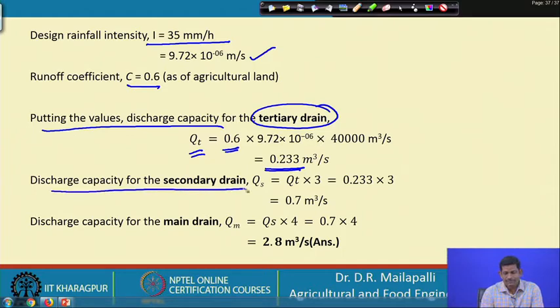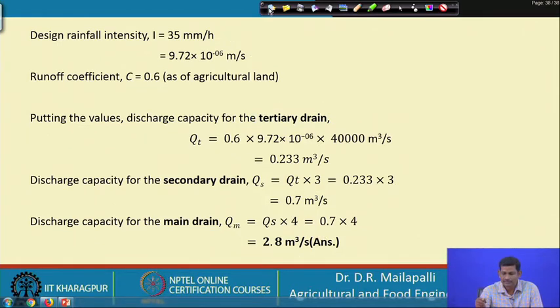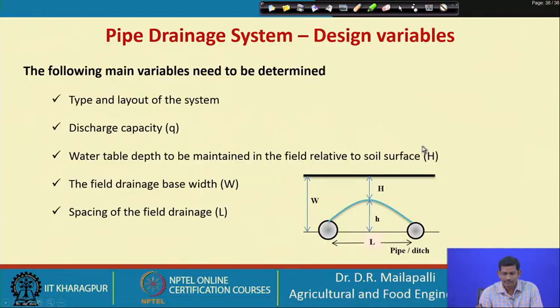So, the discharge capacity of the secondary drain is 3 times the tertiary drain, so you get this, and the main drain is 4 times the secondary drain, and you get 2.8 meter cube per second. Okay. So, this is the way this problem can be solved.